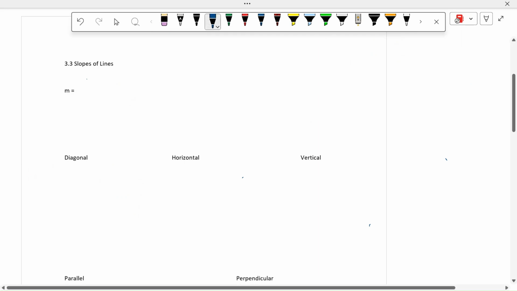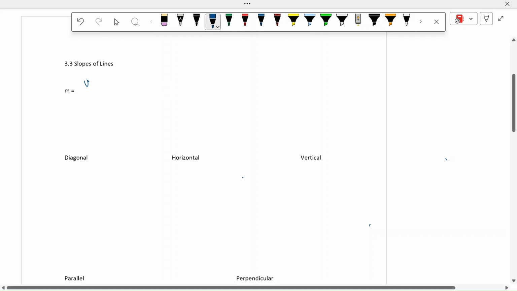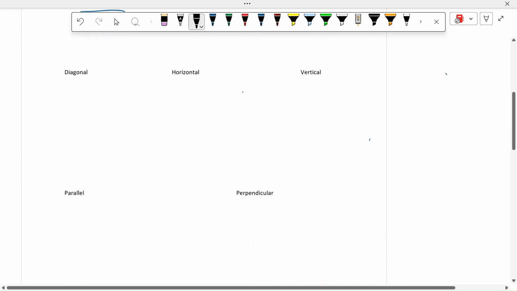All right, this is Honors Geometry, section 3.3, slopes of lines. If you recall from Algebra 1, the slope of a line is rise over run. And the way we calculate that is y2 minus y1 divided by x2 minus x1. Most of the lines are going to be diagonal lines.